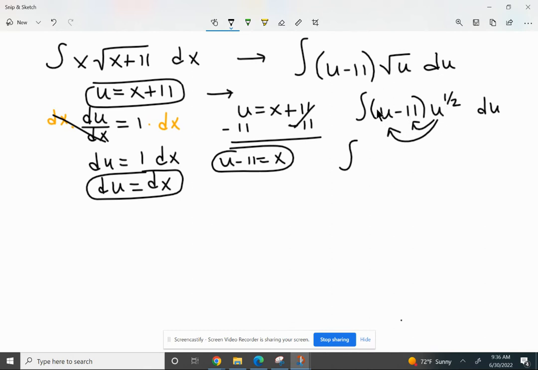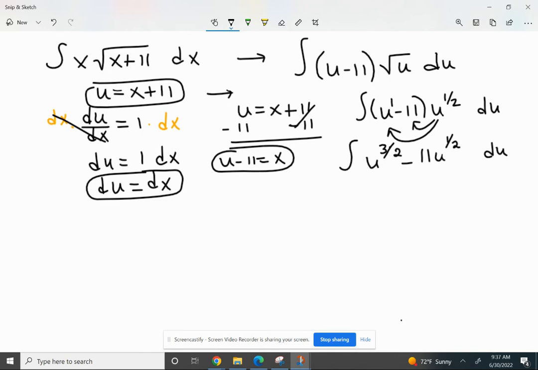U to the 1/2 times u is u to the 1/2 times u to the first. Add the exponents when you multiply powers with the same base. So I get u to the 1.5, but let's write that as 3/2. U to the 1/2 times negative 11 is negative 11 u to the 1/2. So now I have the integral of u to the 3/2 minus 11 times u to the 1/2 du.